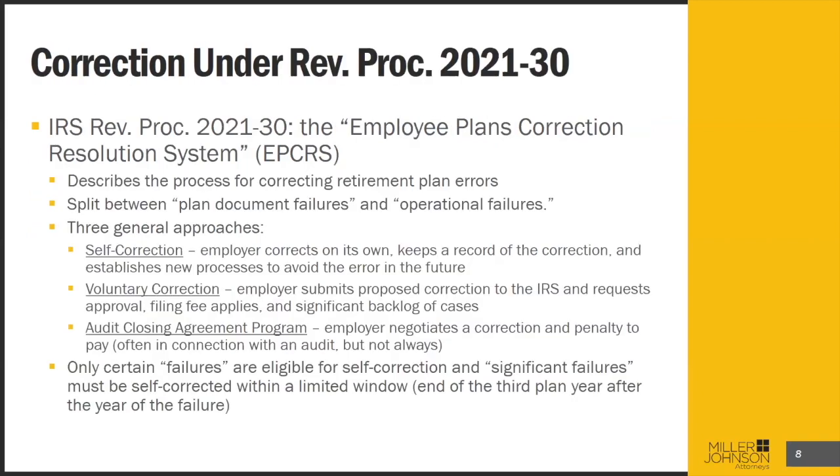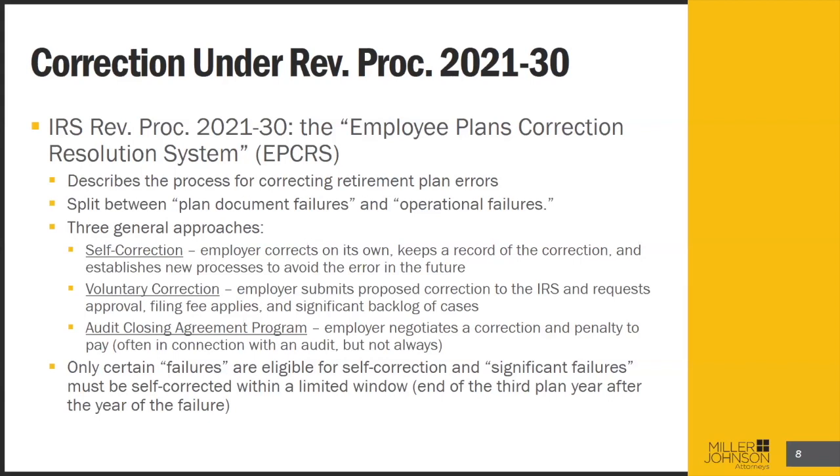So let's start with the background. The EPCRS is really described in a revenue procedure that the IRS issues. The current version of it is 2021-30. There was a prior version from 2019. The IRS kind of tweaks this whole program every few years, it seems like. So you can find versions of this going back to 2008 and maybe earlier.